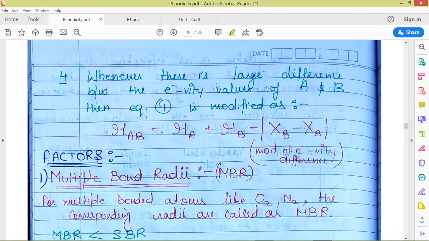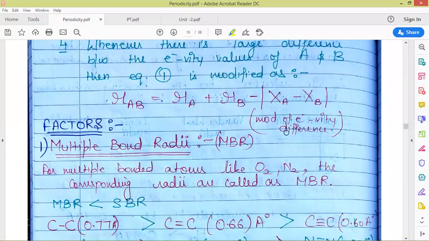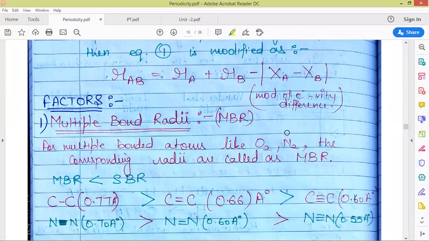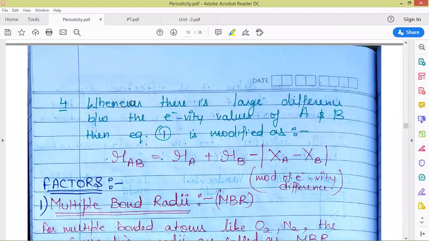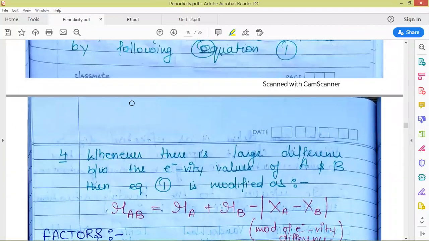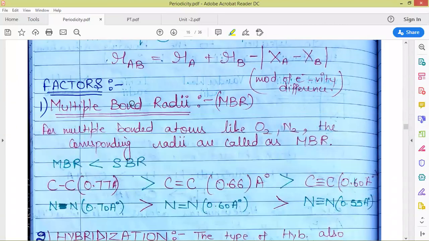This is written as a conventional method: if we take the mod, then we'll get a positive value from here only. So this is a normal mathematical term which we have used here. Now we know how to calculate the covalent radii for different types of situations. So there are 4 situations. Further, we'll discuss the factors which affect the covalent radii.